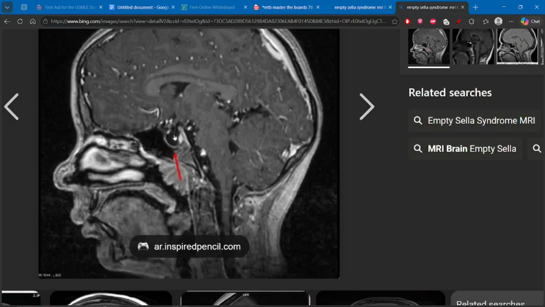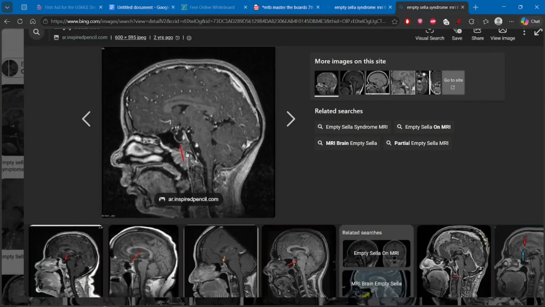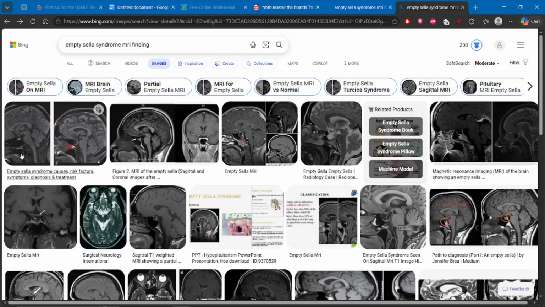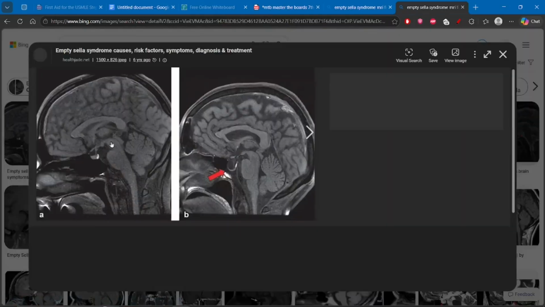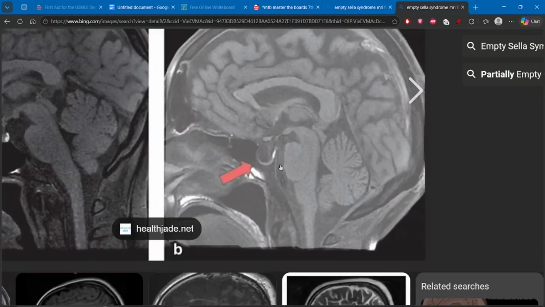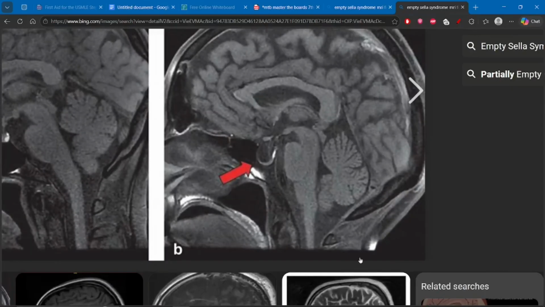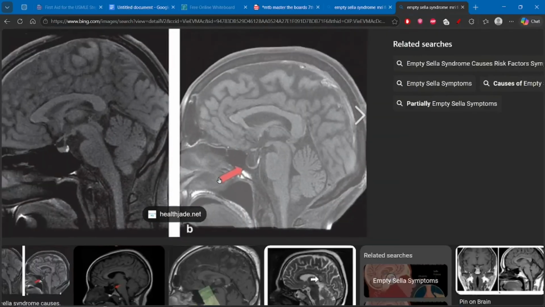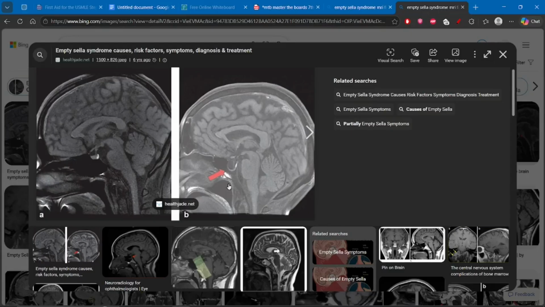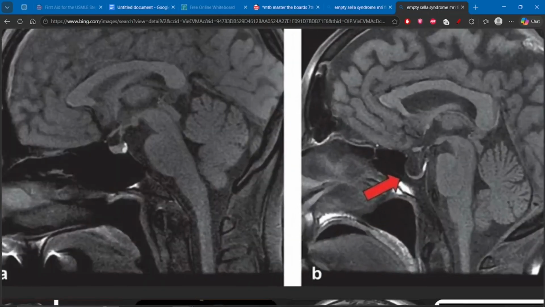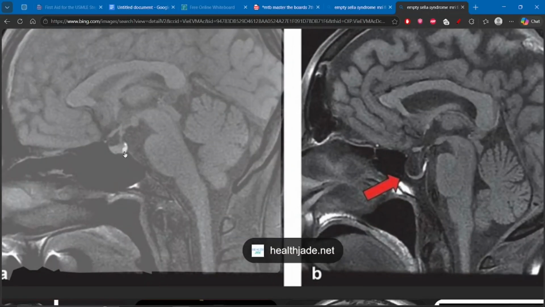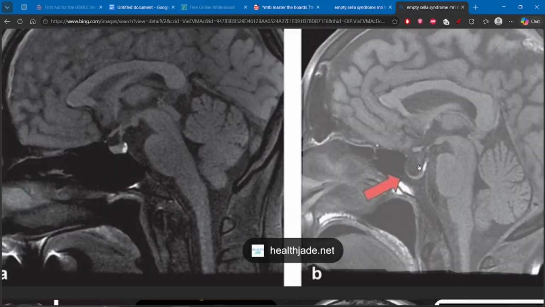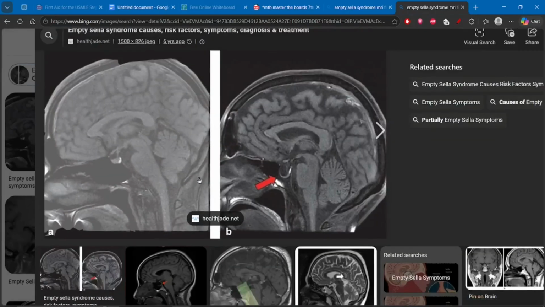You can see it's completely black. There should be a normal pituitary gland present in this space. Let me show you another image. You can clearly see that this is empty, this part where the arrow is pointing. Whereas in this image, you can see that it is filled, with the presence of the pituitary gland in this part of the sella turcica. But in this image, it is not. You can see the difference between both of them.